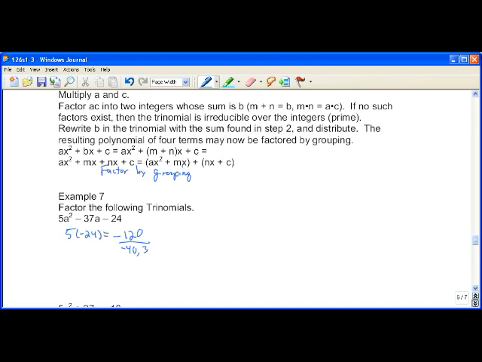So this can be rewritten as 5a squared minus 40a plus 3a minus 24. And when I'm doing these, if I have a positive and negative, I put the negative one first, so when I go to parentheses, I don't have to worry about changing the other symbol. Now, if you find a pair of numbers that multiply to be ac and add to be b, it's going to be factorable.